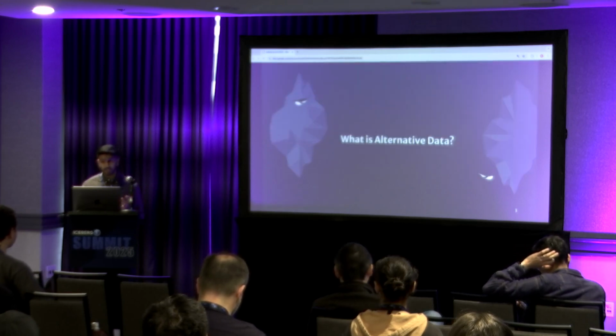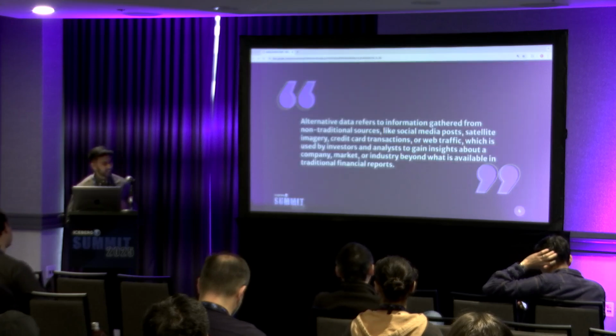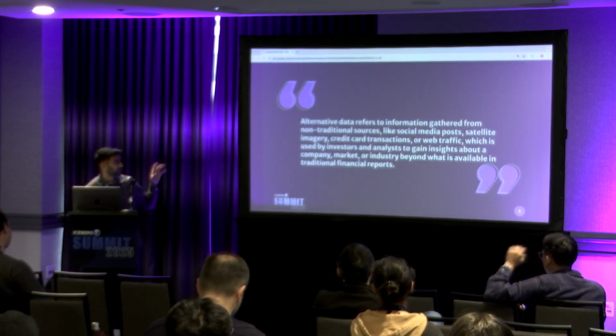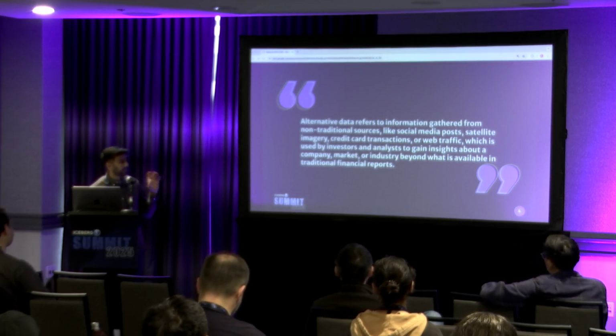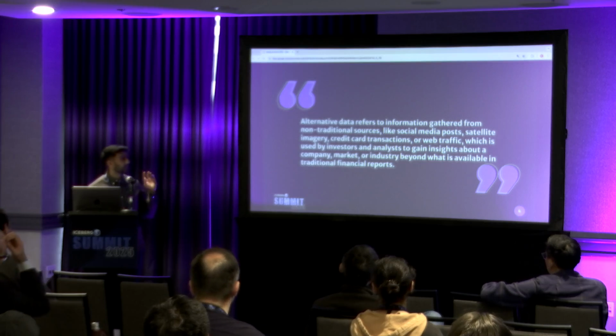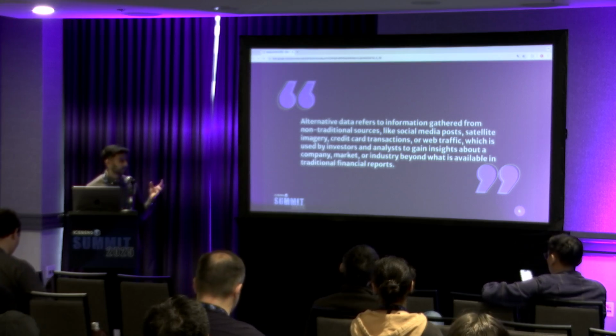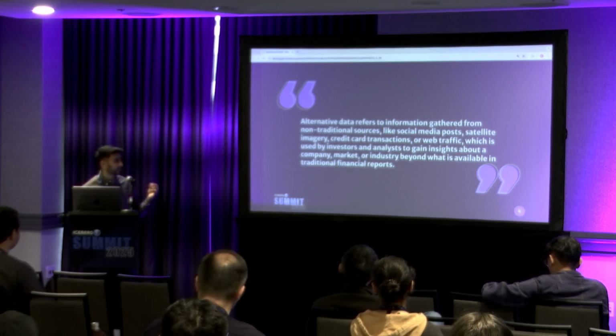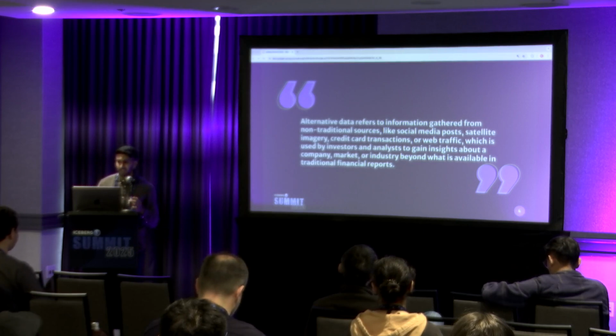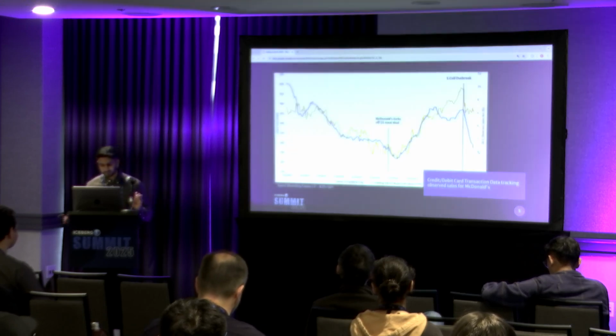So what is alternative data? Alternative data refers to information gathered from non-traditional sources. And this can be stuff like social media posts, satellite imagery, credit and debit card transaction data, web traffic, and many other types of sources, which is used by investors and analysts to gain insights about a company, market, or industry beyond what is available in these traditional financial reports. And I realize that may be a little bit of a mouthful, so let me just show you an example.